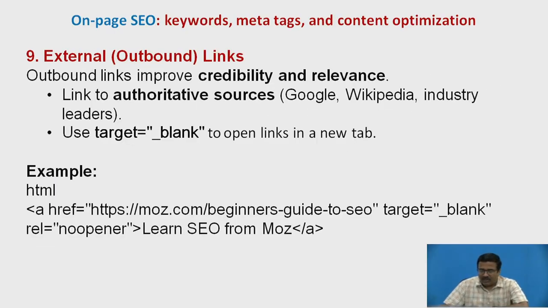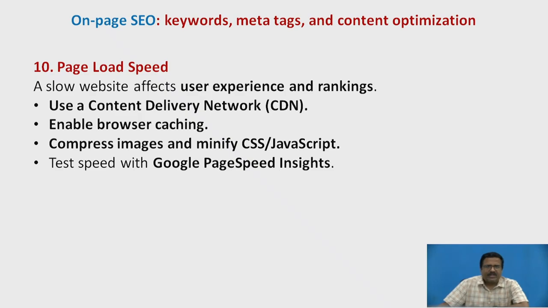Now this is very, very important. Okay, external outbound links improve credibility and relevance, and there is a very high likelihood that if you do it well, your web search rank will improve. Okay, so if your website is being recommended by authoritative sources, meaning that from their website you are getting inward links to your website, then definitely that is a good point, right? So you must have some association with other sites, and then you must use external or outbound links quite effectively.